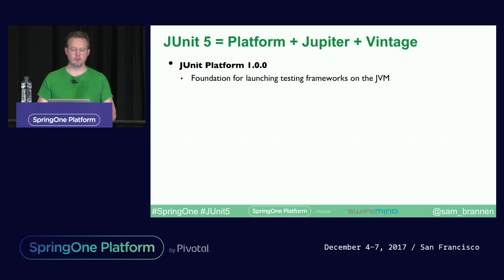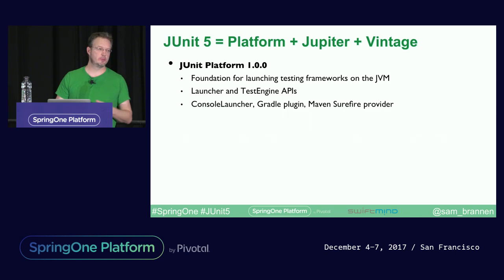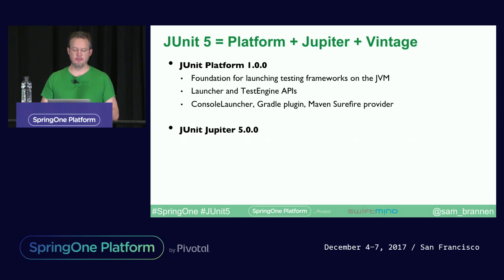The Platform was released at version 1.0, and that's a new foundation for the JVM in general for launching any kind of testing framework. It has some Launcher and TestEngine API abstractions there. We also have a console launcher, and support for Gradle and Maven as well. And then JUnit Jupiter, that's 5.0, so that's what you might consider JUnit 5. That's the new programming and extension model with this new release.